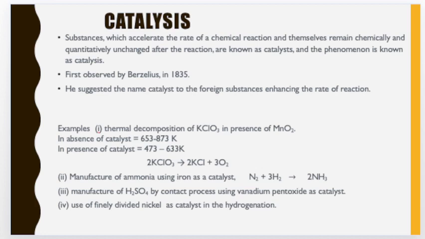Next example is the manufacture of ammonia in the Haber's process, where iron is used as the catalyst to enhance the rate of reaction. The next example is in the contact process of manufacture of sulfuric acid, vanadium pentoxide is used as the catalyst to catalyze the step of sulfur trioxide formation from the sulfur dioxide in presence of oxygen. This will be discussed later on.